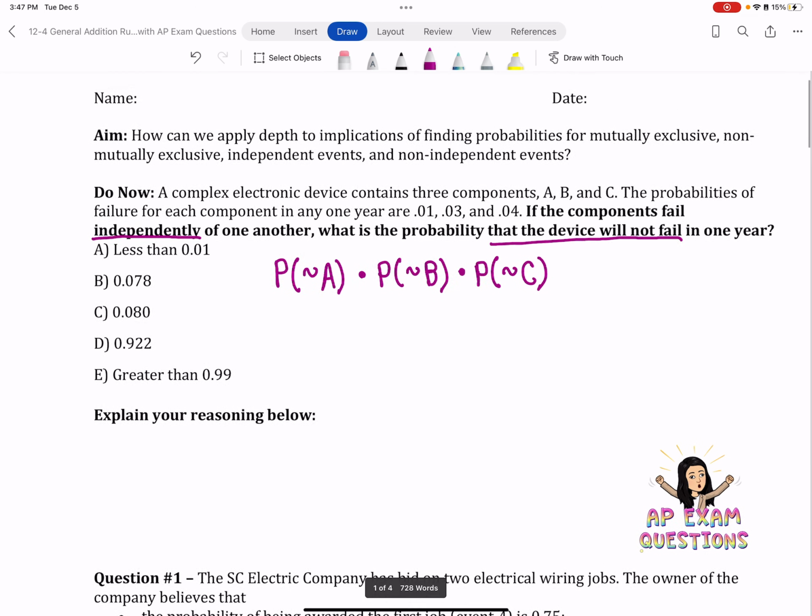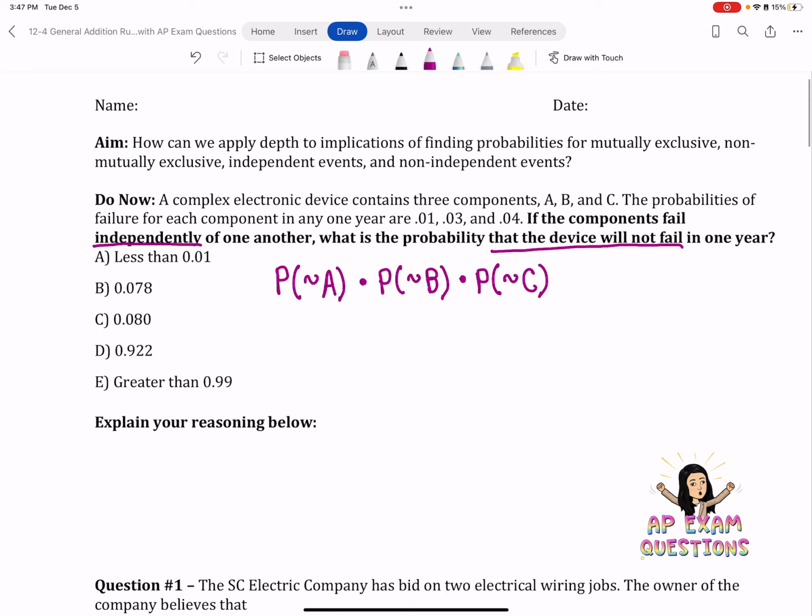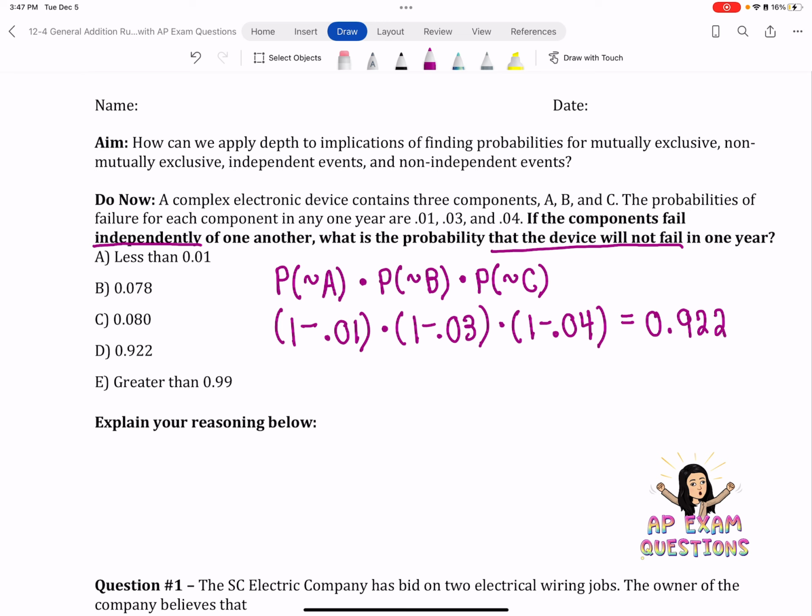Okay, so probability of not A failing is 1 minus the probability of A failing. So we're going to put our complement rule to use here. And just do that with components B and C as well. And we end up with our answer of 0.922. Choice D.